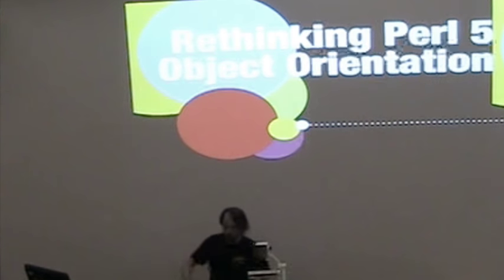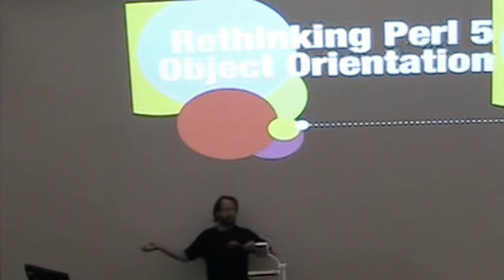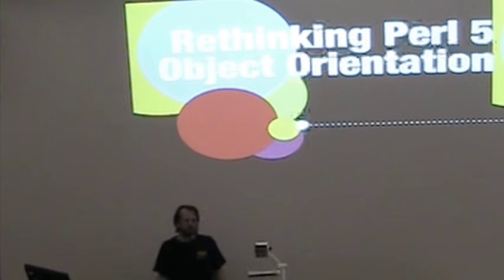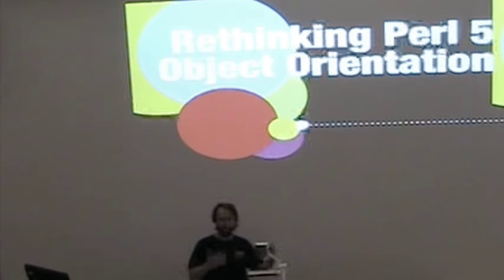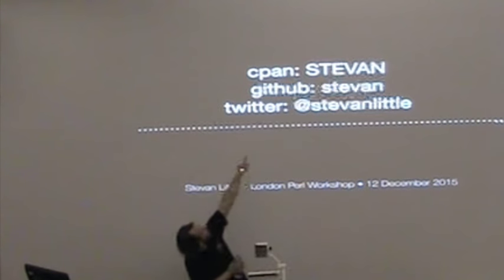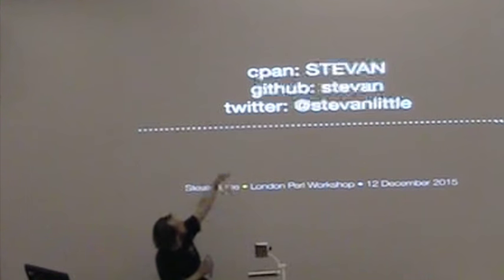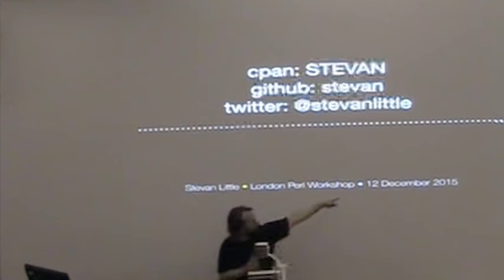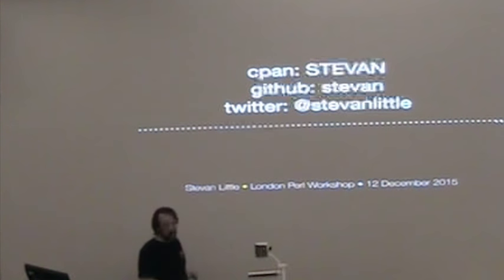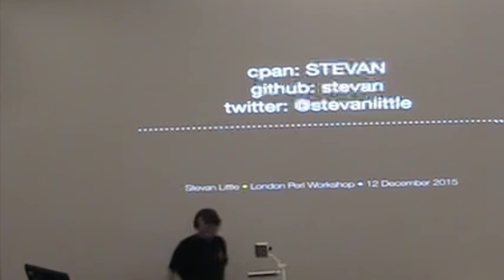So, anyway, this is a talk, as some of you may or may not know, about an idea I've been working on for about 5 years or so: adding a new and more powerful object system to Perl 5 itself. Those of you who don't know me, here's my CPAN ID, my GitHub, my Twitter, it's me.